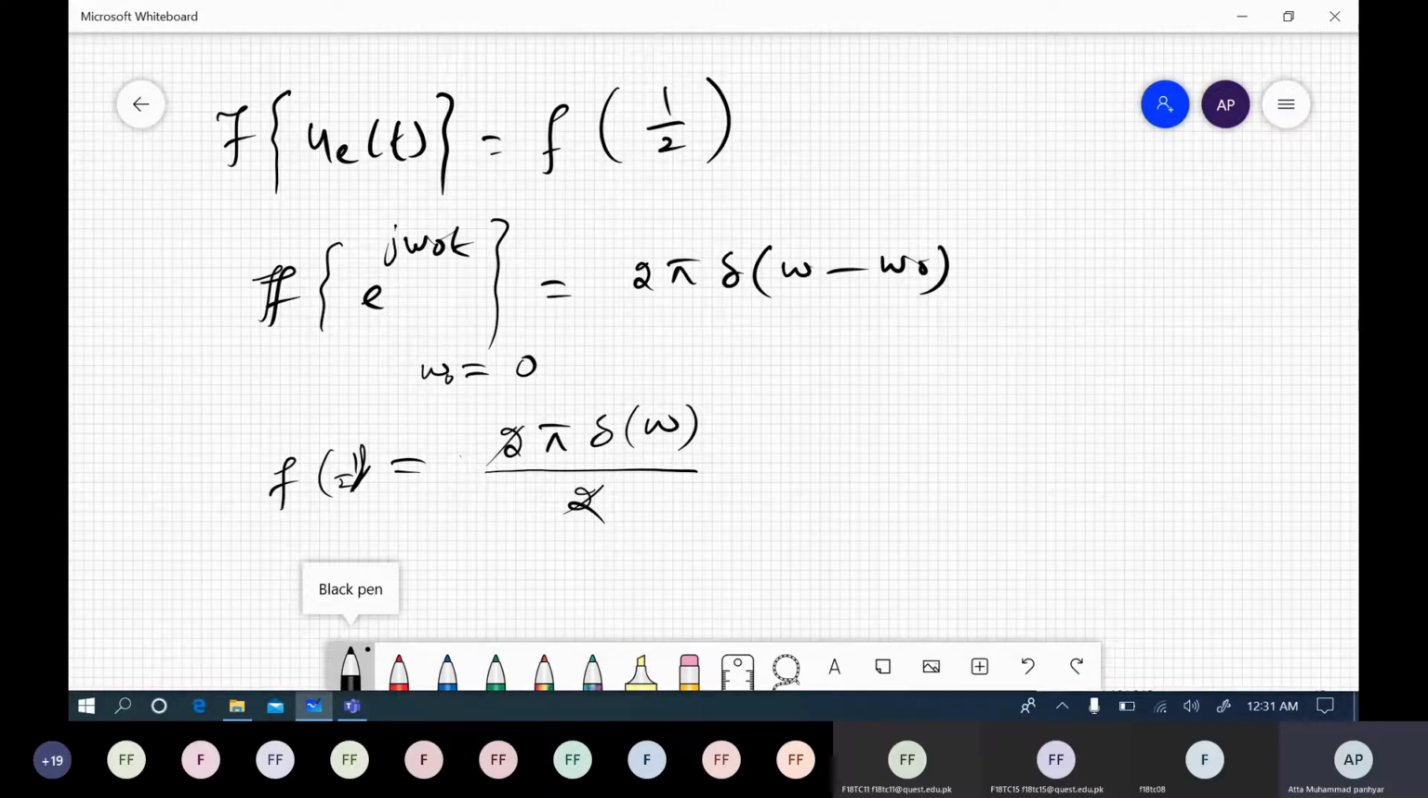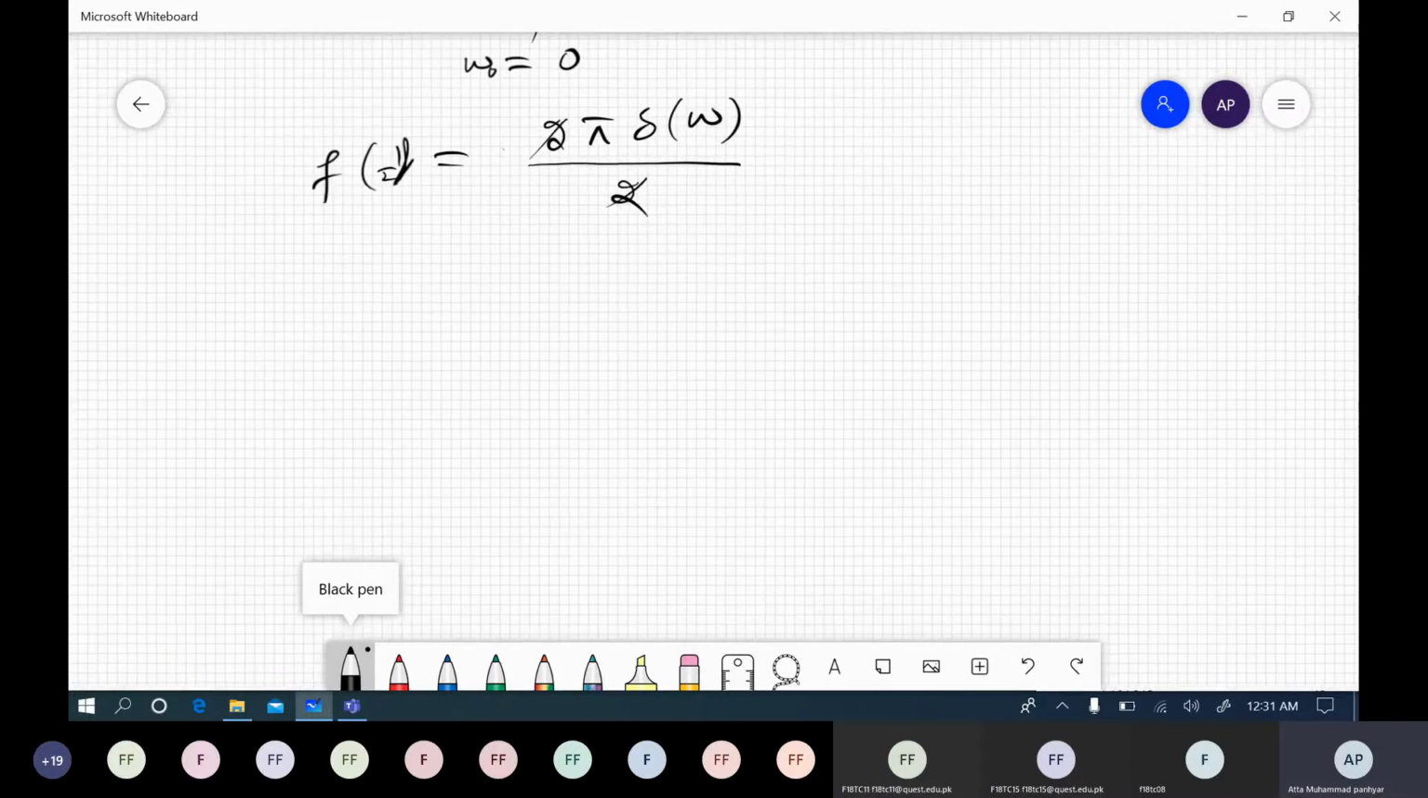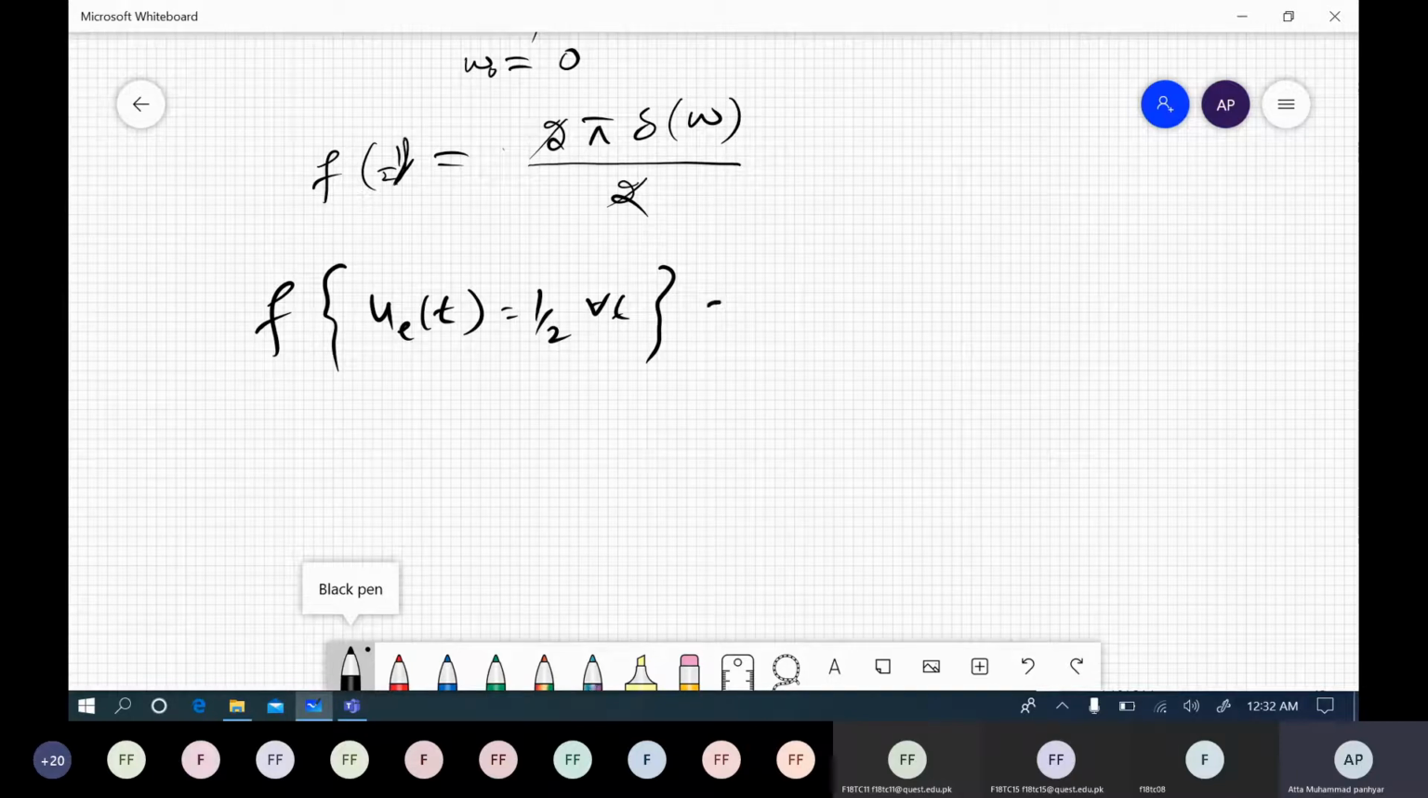So the resultant is the Fourier transform of the even part of the time domain signal, which was half for entire t, is equal to pi delta omega, right?